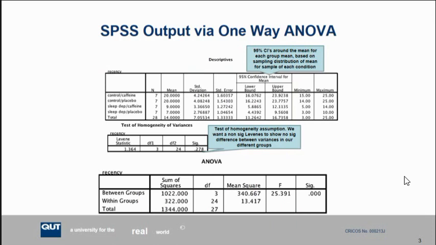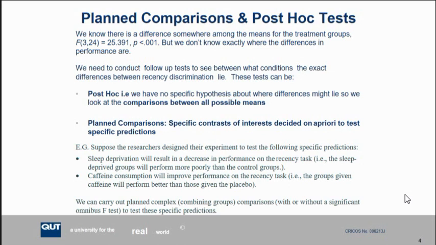So our SPSS output, when we conducted a one-way ANOVA, showed us that we had a significant difference between those 4 conditions somewhere. Here's our ANOVA summary table: our sums of squares between, our sums of squares within, and our F statistic of 25, which is significant, telling us that there's a difference between the means of those 4 conditions. We just don't know where exactly it is. So we need to conduct follow-up tests to see between which conditions the differences in recency discrimination lie.